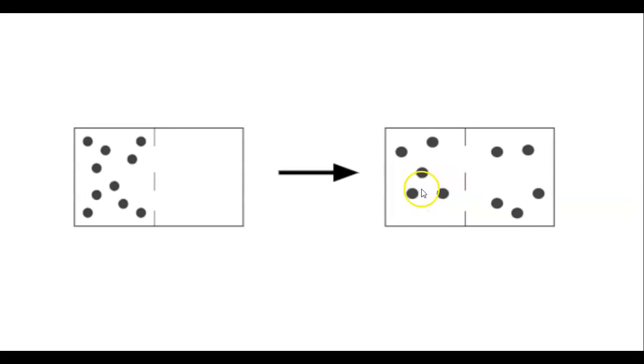Now, here's the catch. These molecules don't just stay here. Remember when we saw in that animation, they're all bouncing around? They're still moving. Molecules never stop moving. So sometimes there might be 6 on one side and 4 on the other, but on average, they're gonna have 5 and 5.